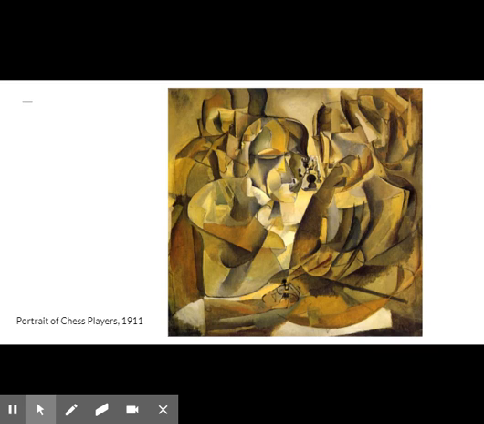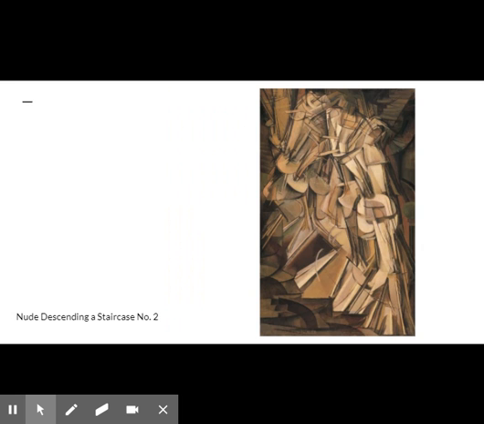Duchamp's first work to provide significant controversy was Nude Descending a Staircase Number 2. The painting depicts the mechanistic motion of a nude with superimposed facets similar to motion pictures. It shows elements of both the fragmentation and synthesis of the cubists and the movement and dynamism of the futurists. He submitted this work to the Salon des Indépendants, but he was asked to rename it something else.